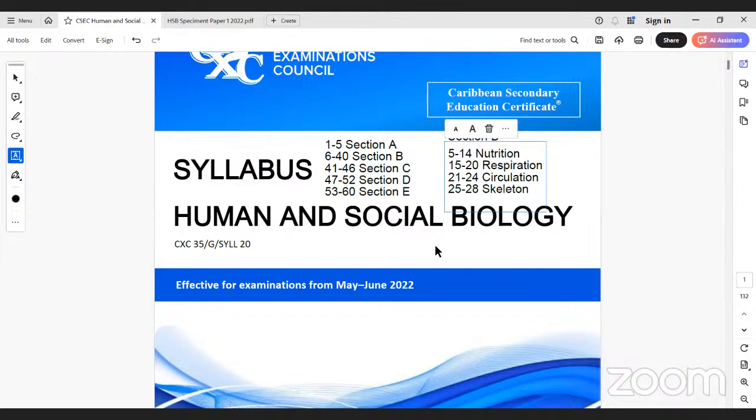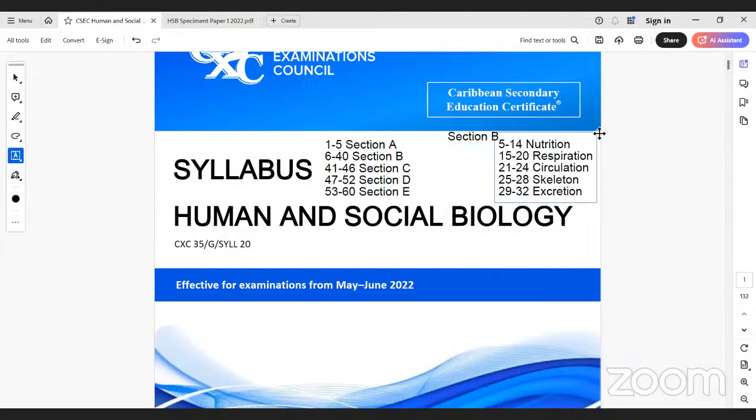The skeleton. After the skeleton, we have excretion. We could go about 29, give it 4 questions, so let's do about 32. We know excretion and homeostasis. After excretion, we have the nervous system. So let's do about 33 to 36, 37, 38, about there.